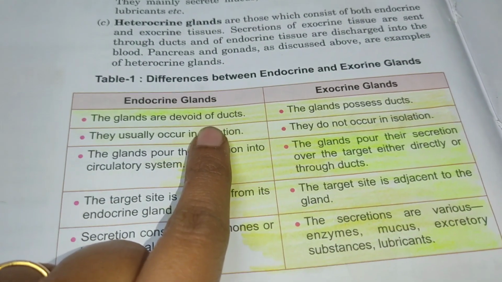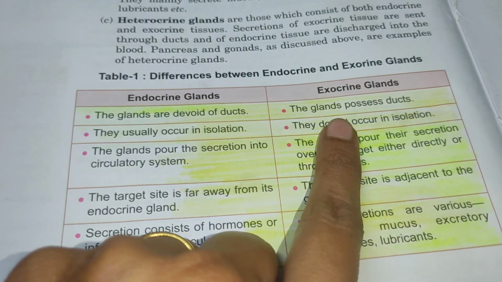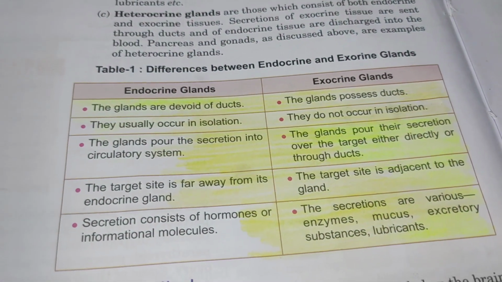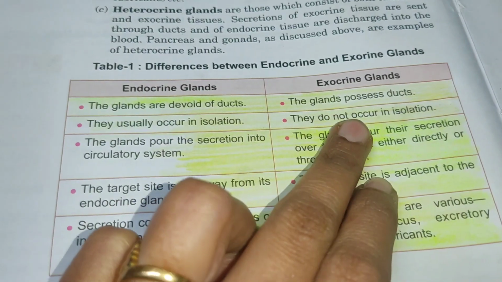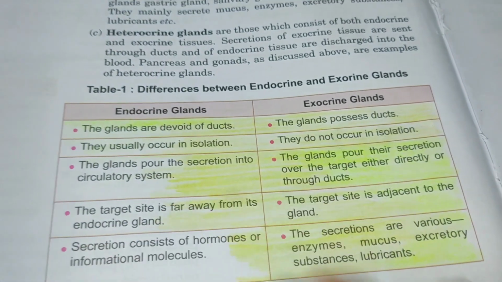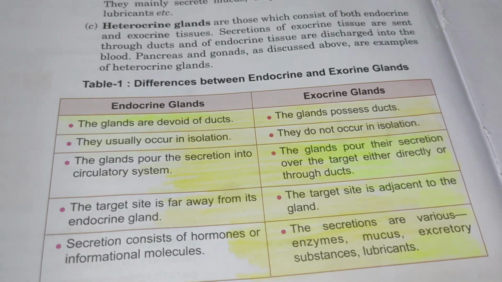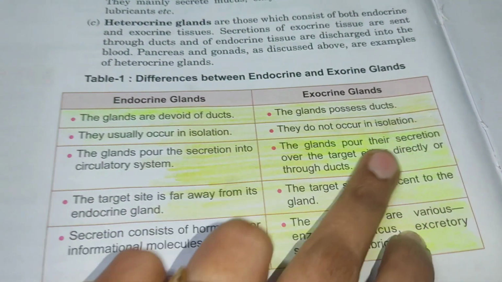Endocrine glands don't have ducts. Exocrine glands contain ducts. They usually occur in isolation, meaning single. Endocrine glands will not occur in isolation. Only one salivary gland will be there, or one sweat gland will be there. So they will not occur in isolation.